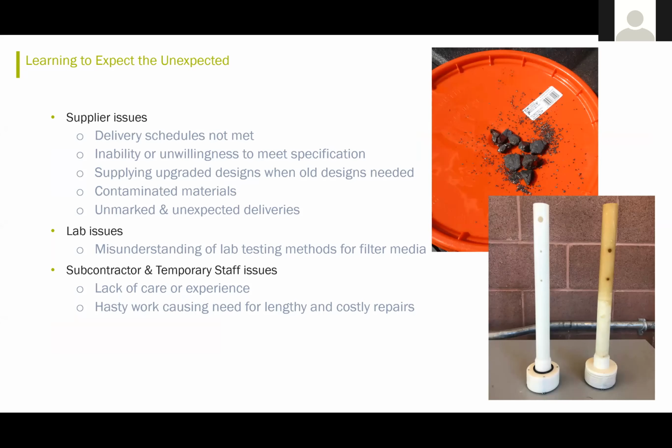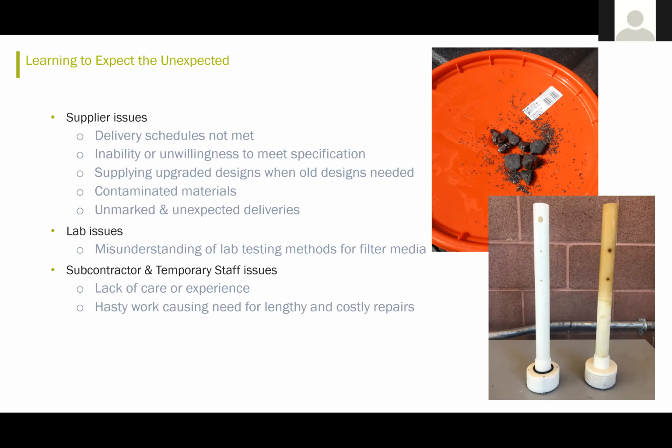They also had some contamination issues. There were about 4 super sacks of the anthracite that were rejected. They ended up having chunks of anthracite that didn't meet the gradation, some of them as large as 1.5 inches in diameter. And so they were tossed. They also had unmarked and unexpected deliveries. There were some deliveries that showed up with no markings on it to indicate what lot they came from, and some showed up at unexpected times.